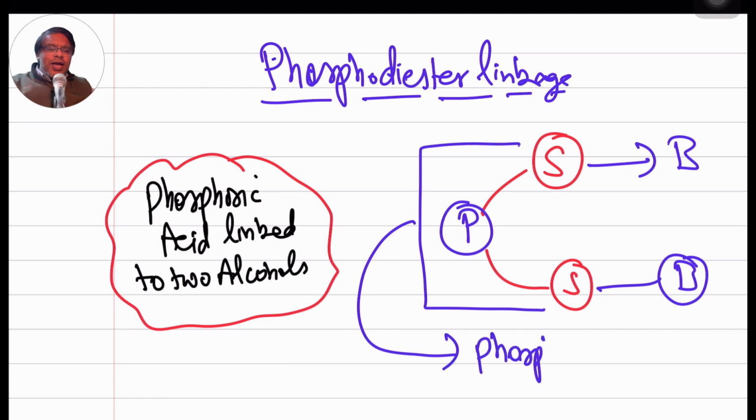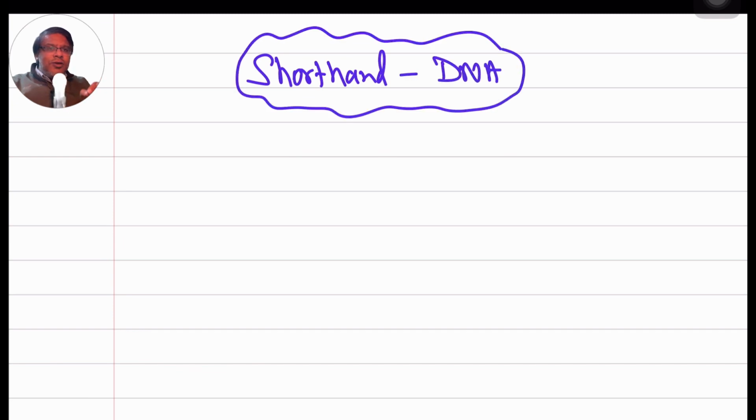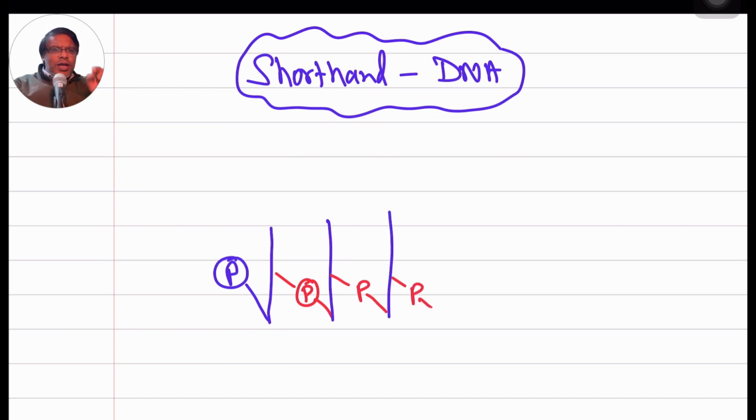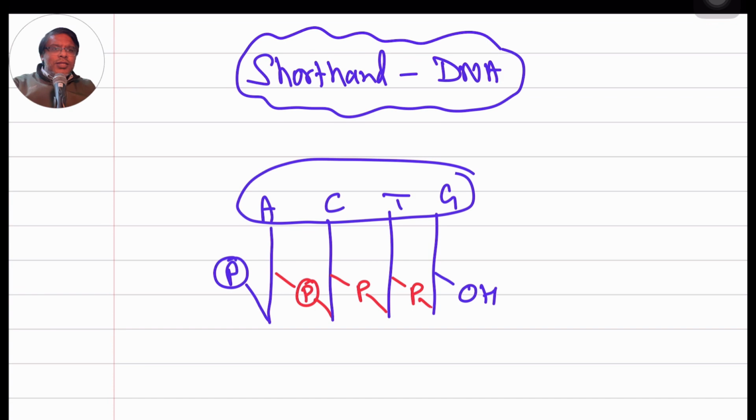Next I just want to tell you, you can represent the DNA structure by a shorthand representation. It is very simple. You can draw a line this way. Here I have shown you the phosphate group, and hopefully you remember the phosphate group starts from the 5' position. At the 3' position you are going to have the OH group. Here we are going to write the base.